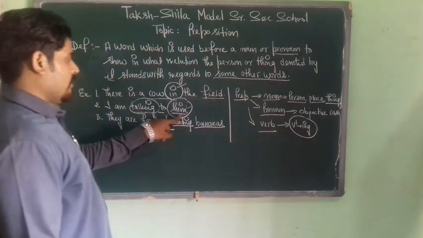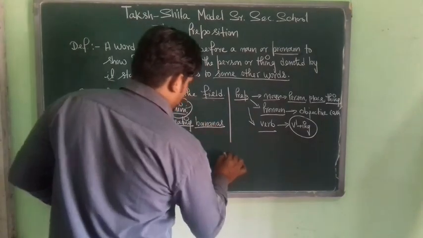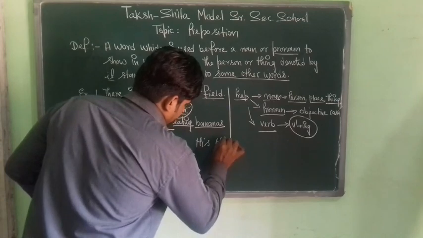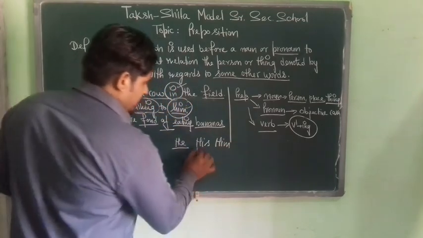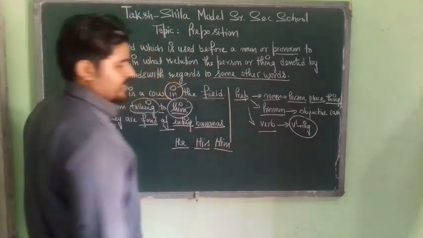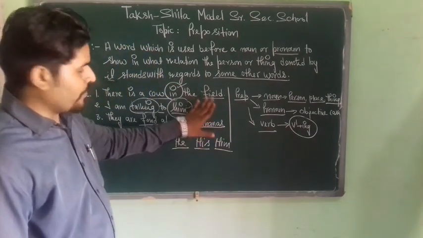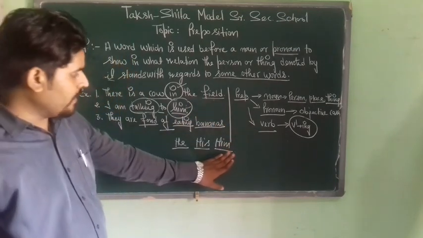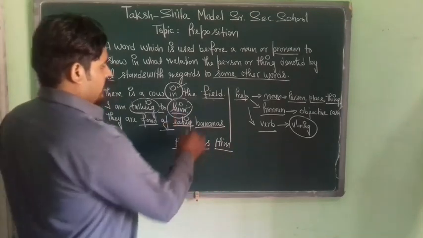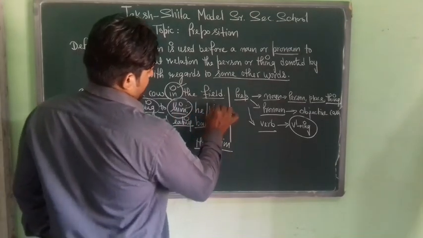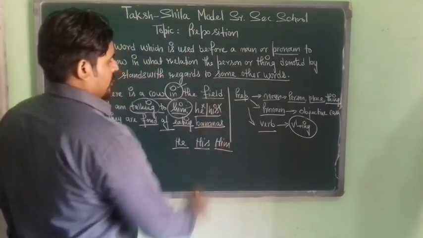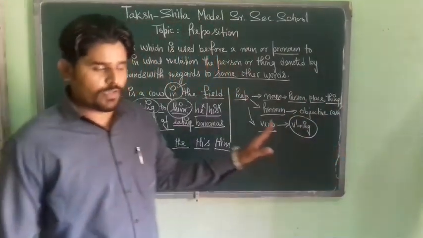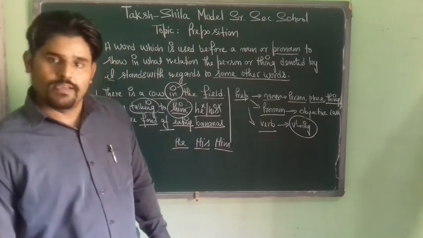So him is the objective case of the word he. For example, he, his and him. He is the subjective case, his is the possessive case and him is the objective case. So whenever pronouns are used after prepositions, they are always used in the objective case. We cannot write he or his here. Both are incorrect. We will use what? Him only, because the rule says that after a preposition, the pronoun is always put in the objective case, right?